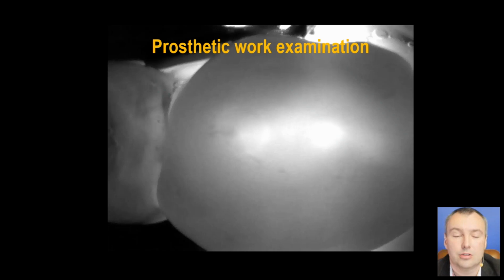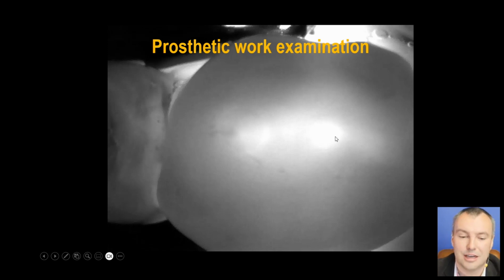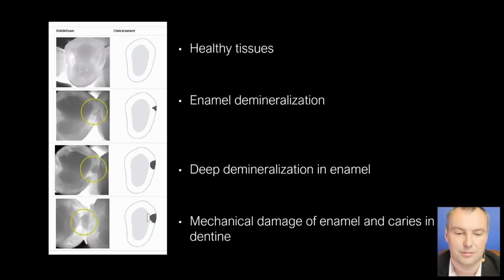And to some extent, we can check the prosthetic work, if it's done from ceramics or if it's done from composite material. Like in this case, you can observe a crown, and this crown is built up on the core that is made from fiberglass posts. That's why we see those beautiful two very light lines where the fiberglass post is transmitting the light very much.